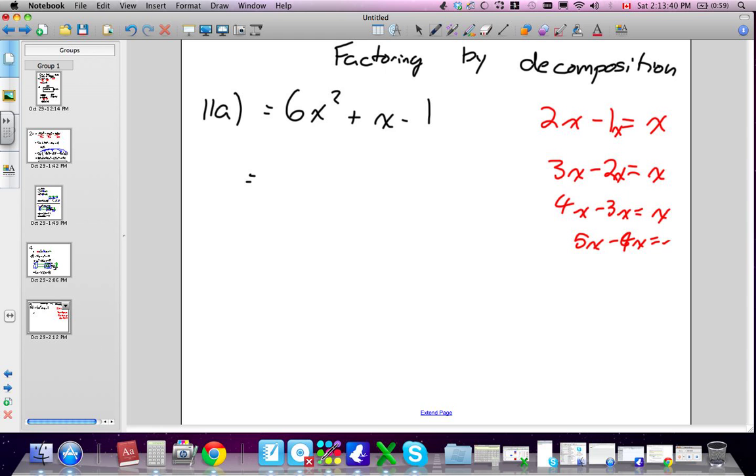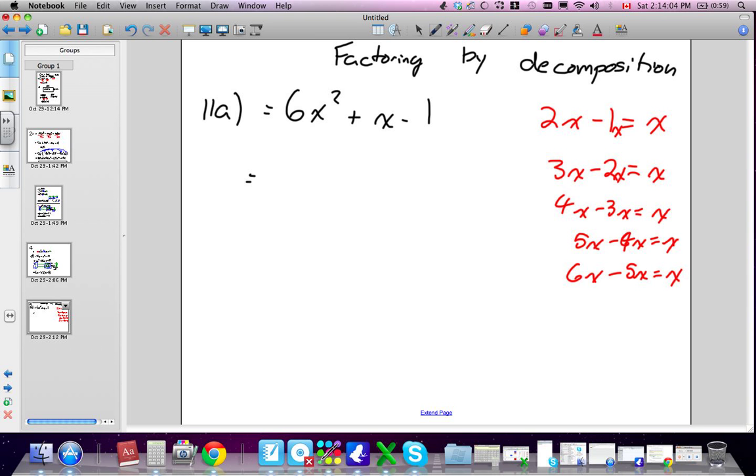So we'll work with, let's say, 2 and 1x. Okay? So we're going to get 6x squared plus 2x plus x minus 1. Okay?